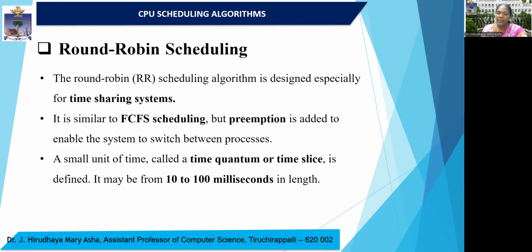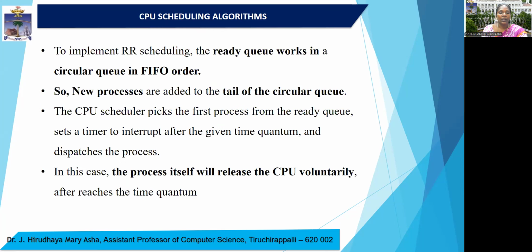This algorithm uses time sharing, meaning it uses a time quantum or a time slice, such as 10 to 100 milliseconds in length, for allocating the CPU to the process. To implement round robin scheduling, the processes should be kept in a ready queue. That ready queue works in a circular order, in the first come, first served, that is, first in, first out operational concept.